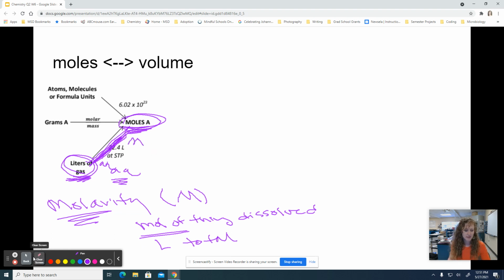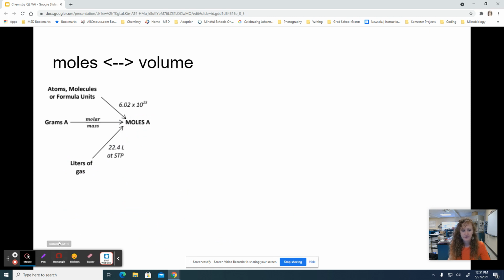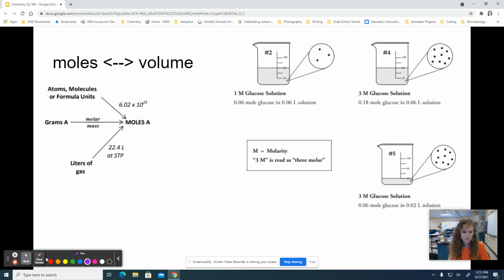So let me give you a couple examples here. Okay, in this picture, you can see I have a couple different solutions. All these solutions are solutions of glucose. So what that means is that glucose has been added to water and dissolved in the water to make a solution. You can see they tell you the moles of glucose and the liters total that you have. Moles of glucose, liters total that you have. Moles of glucose dissolved, liters total that you have.